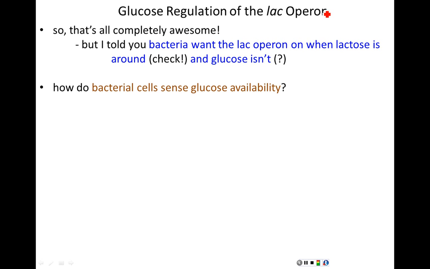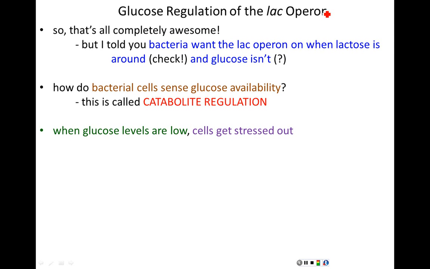So how do bacterial cells sense glucose availability? And how do bacterial cells regulate the lac operon based on glucose availability? The short answer to that question is a phenomenon called catabolite regulation. Catabolite regulation refers to any regulation at any gene in response to glucose levels.